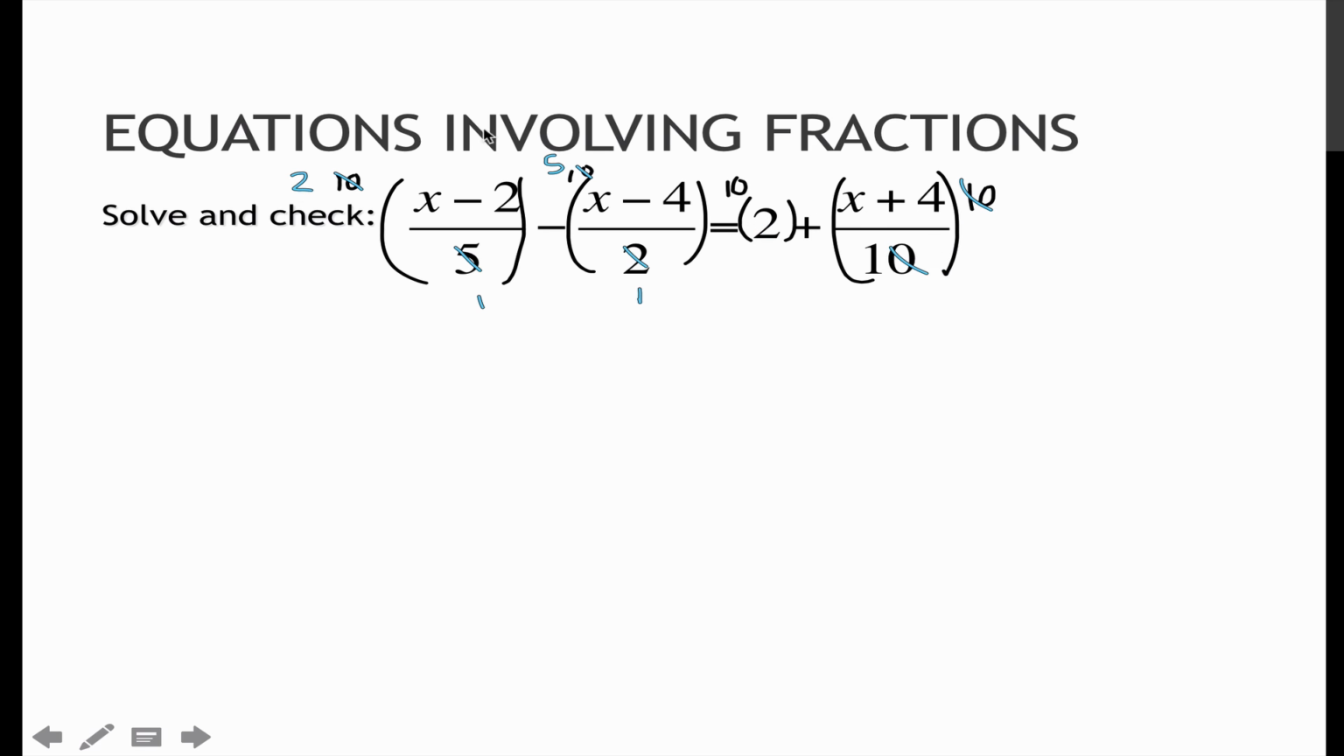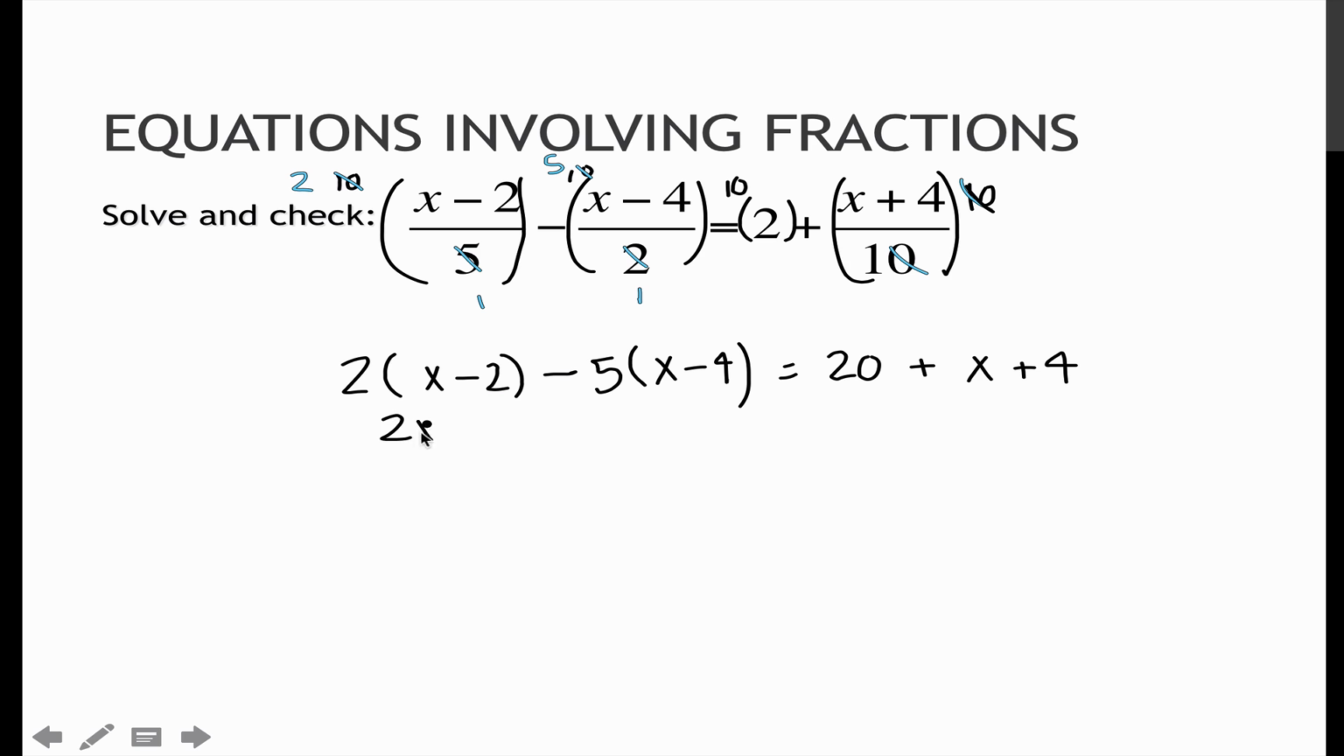So now I have a 2 here on the outside, and then I still have x minus 2, and I'm going to write it in parentheses because that 2 needs to be multiplied by both values. Then I have a minus and my 5, and then x minus 4. 10 times 2 is 20. And then, of course, I have plus x plus 4. This one I didn't have to write in parentheses because this ended up canceling out, which means I was just multiplying by 1.